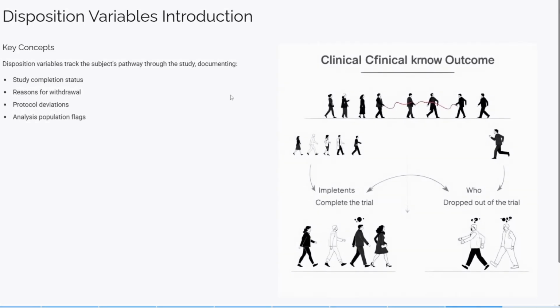So here, the disposition variables, the next topic will be the disposition. The disposition variables are designed to provide further insight into what happened to a given patient during the time that they were on the study. They go some way to describing the subject experience during the many periods, the phases of clinical trials. So we'll be having a study completion status, a reason for withdrawal, protocol deviations, and analysis population flags.